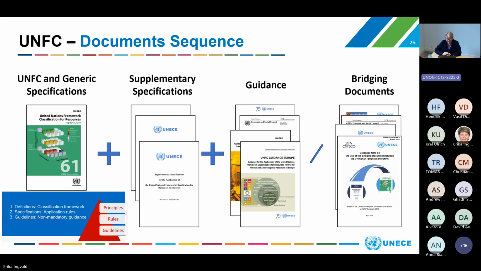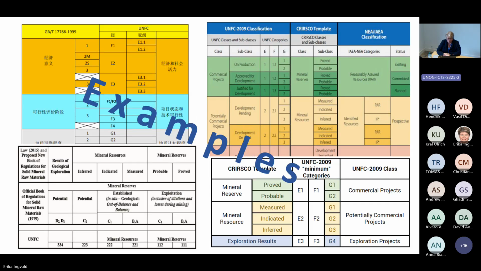And on top of that, there are bridging documents. For instance, for primary, you have a system that you might be aware of when reporting to stock markets, the CRIRSCO templates. They are bridged to UNFC. There are also a number of national systems that are bridged to UNFC. So those documents can also help you when you want to make your classification. They are really helpful, actually, and I've used them a lot when I've done classifications, and they are very easy to understand. Here are examples of what bridging can look like.